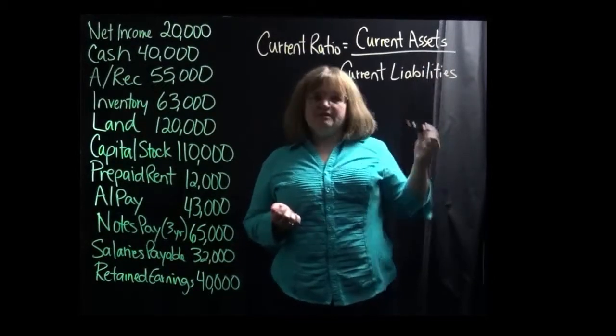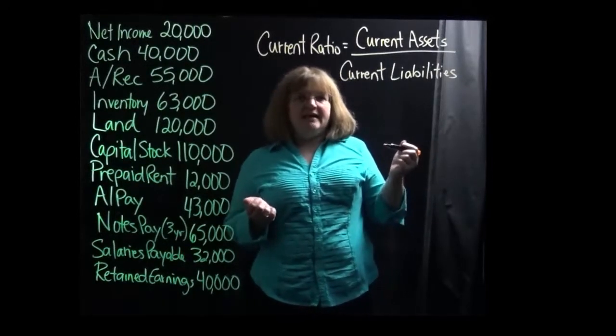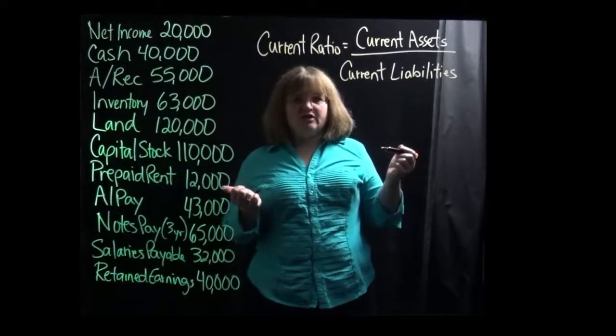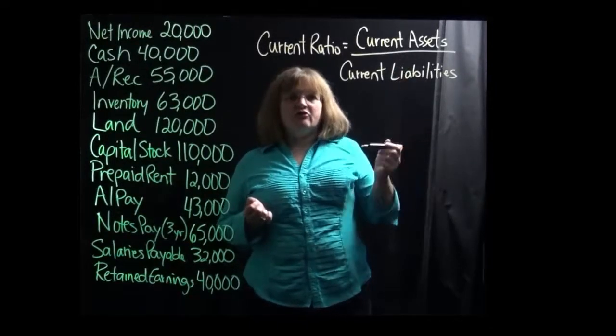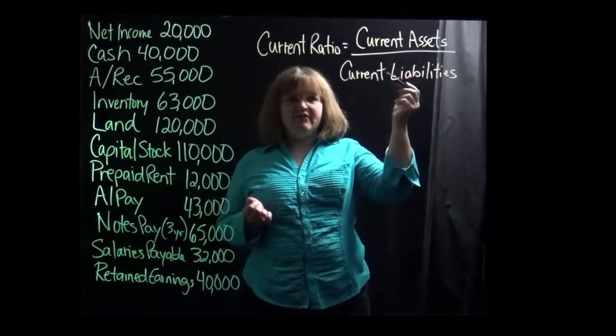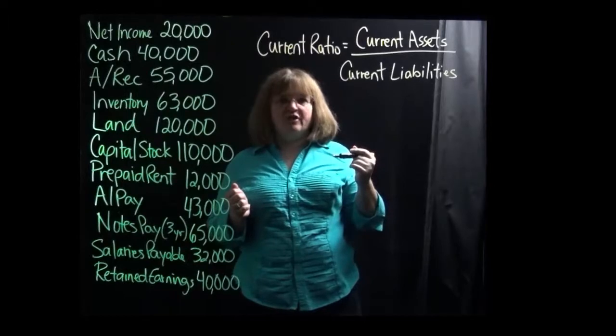We divide them instead of just subtracting them. If we subtract them, we call that working capital. And it's not as easy to compare across companies if you're just looking at working capital. But if you're looking at the current ratio, the current assets divided by the current liabilities scales for size, so it's more comparable across companies.